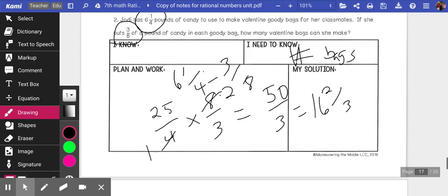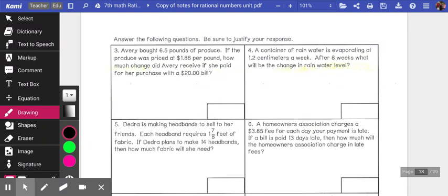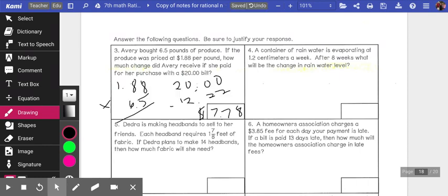Okay, we're going to go on to the back. I will read these, and then I'm going to have you pause and figure them out. So Avery bought 6.5 pounds of produce. If the produce was priced at $1.88 per pound, how much change did Avery receive if she paid for her purchase with a $20 bill? So go ahead and pause it and then see if you get what I get.